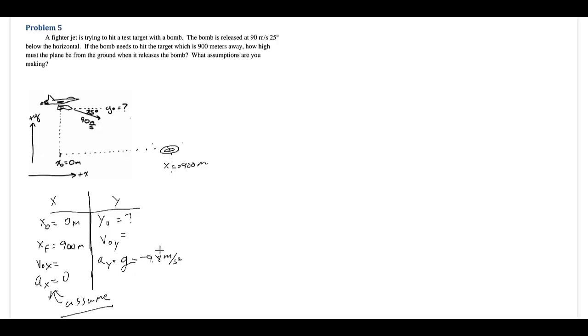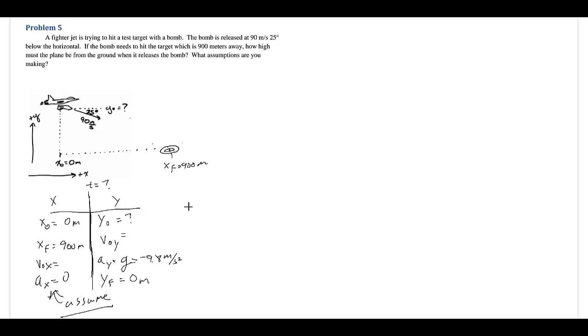Right. And that's pretty much all we know here. Oh, I guess we know that y final is equal to 0. We're assuming it hits the ground. So, obviously throughout we don't know what time is. But we will need that. That is something we will need.